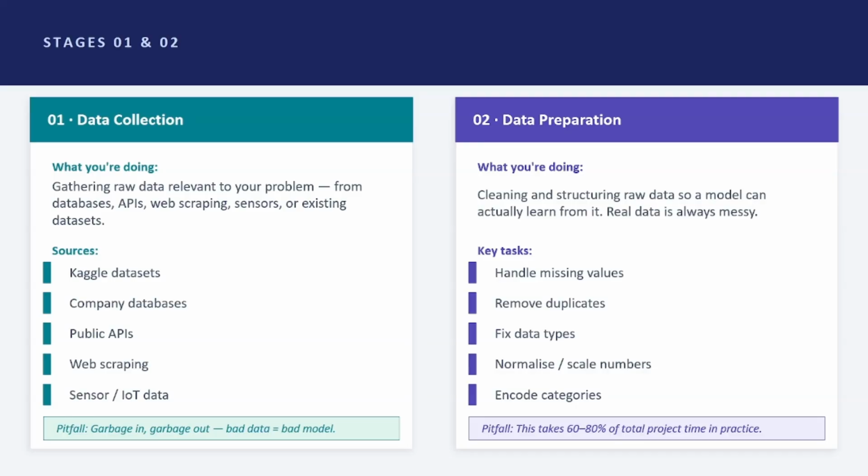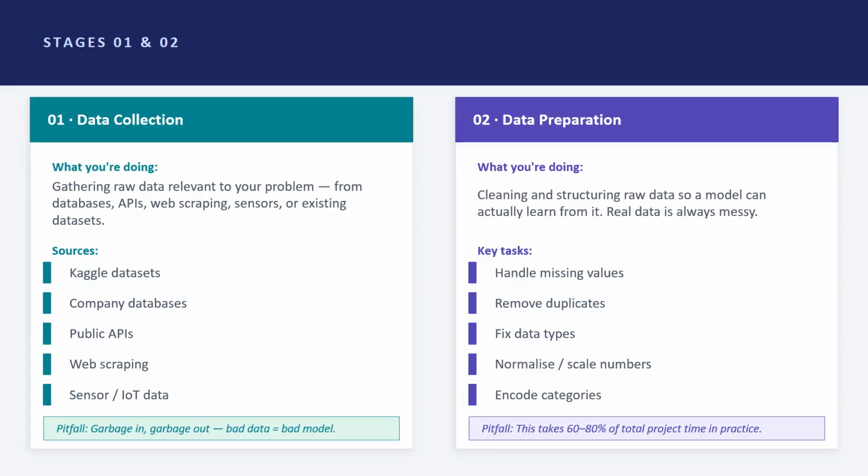Second stage, data preparation. You have your raw data. Now you need to make it usable. And here's the uncomfortable truth every experienced ML practitioner will tell you. This stage takes 60 to 80% of the total project time. Not training, not architecture design, cleaning data. Real world data is messy.